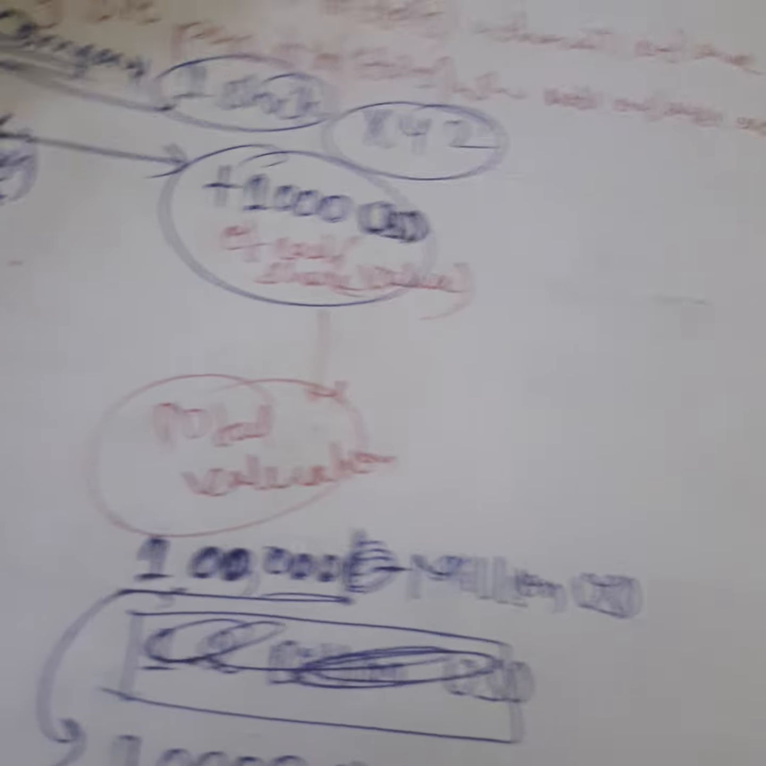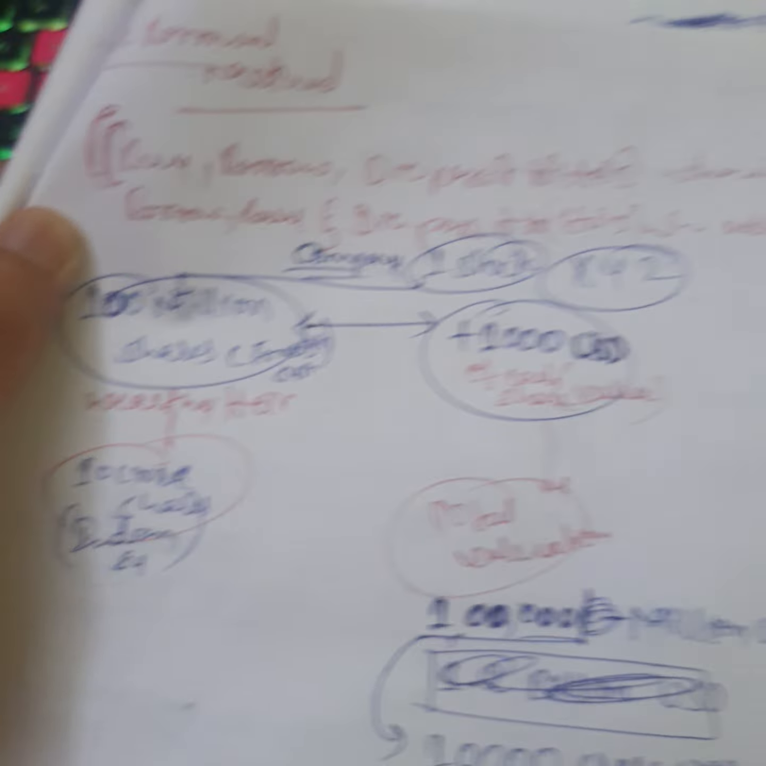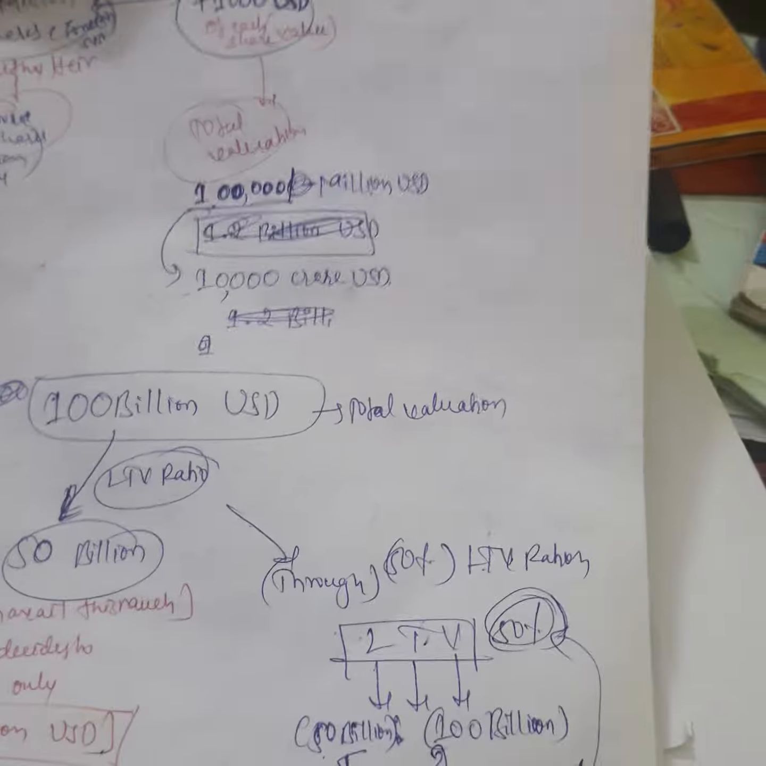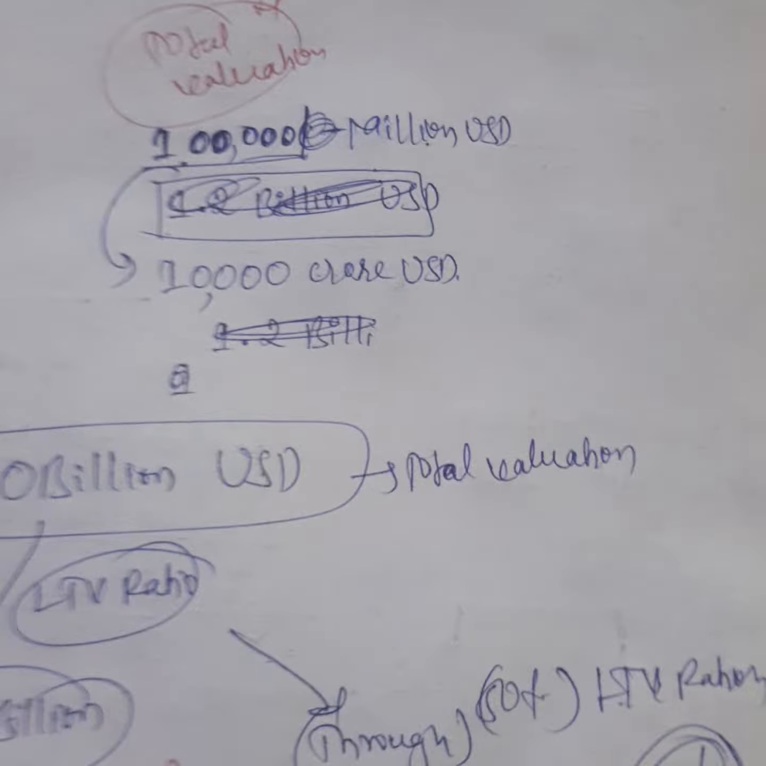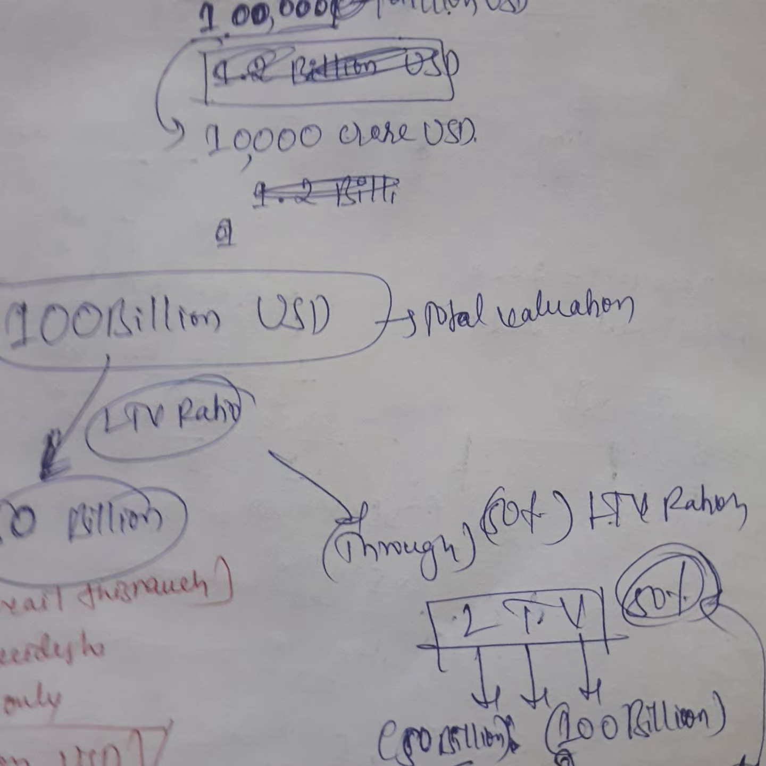Okay, he has 100 million shares. How much? 100 million shares, with $1000 as the value of each. Okay, $1000 is the valuation of each share, I'm just giving it as an example. That means 100 billion USD is the total valuation. It means he is worth 100 billion on paper.